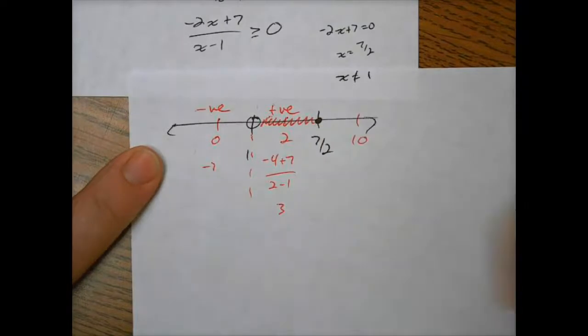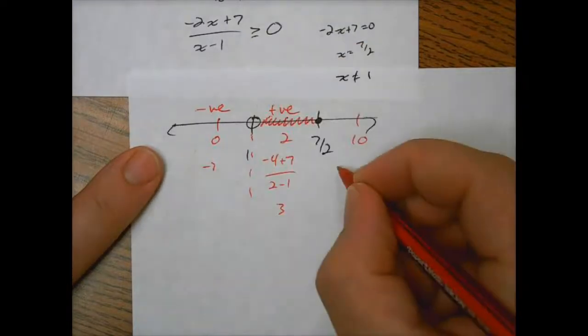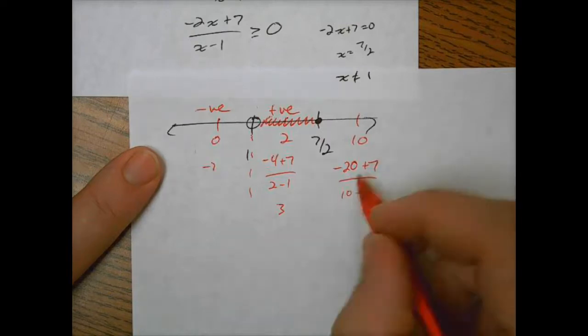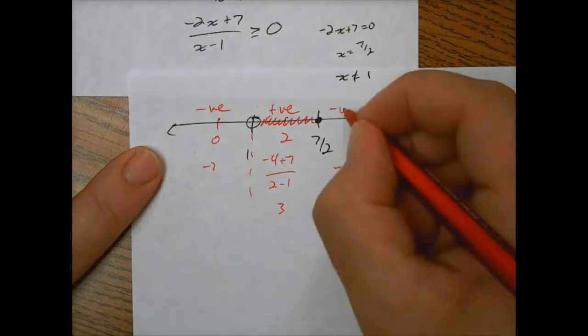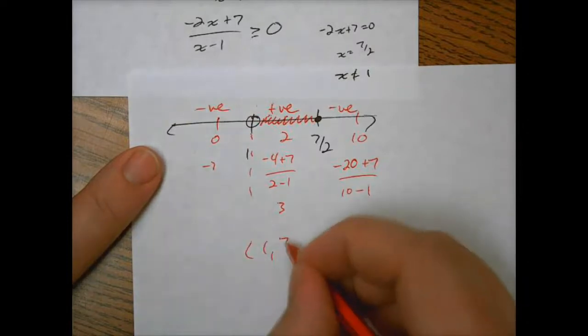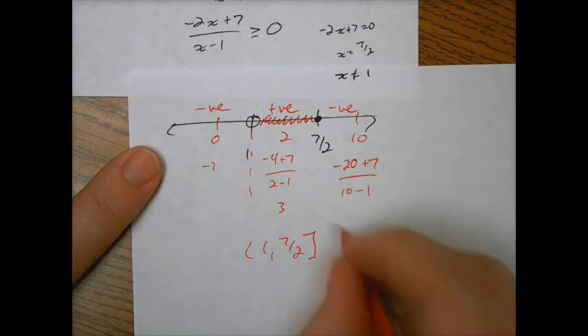We can have that. If I put in 10, we have negative 20 plus 7 over 10 minus 1. That'll be negative divided by positive, so that will come out negative. So I only have one solution interval here from 1 to 7 halves, where 7 halves is included.